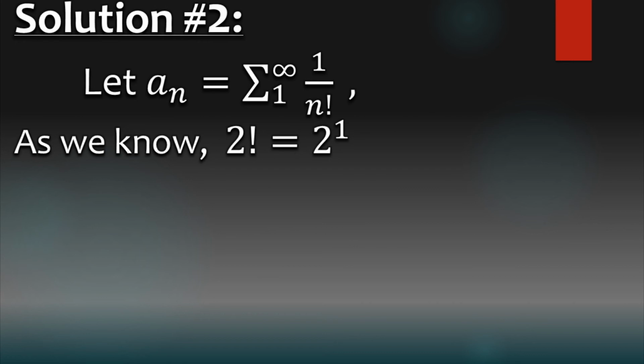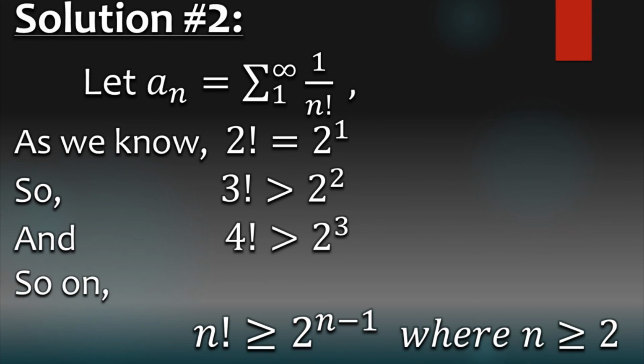2 factorial is equal to 2 raised to the power 1, but 3 factorial is not equal to 2 raised to the power 2, it is greater than 2 raised to the power 2. So if we keep moving further, we can generalize that n factorial is greater than or equal to 2 raised to the power n minus 1, where n is greater than or equal to 2. So here we have established n factorial from our series 1 by n factorial. So let's move on to the next step.